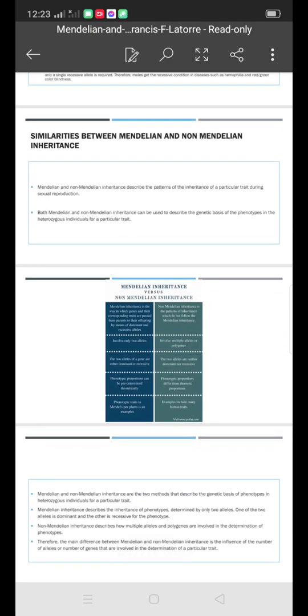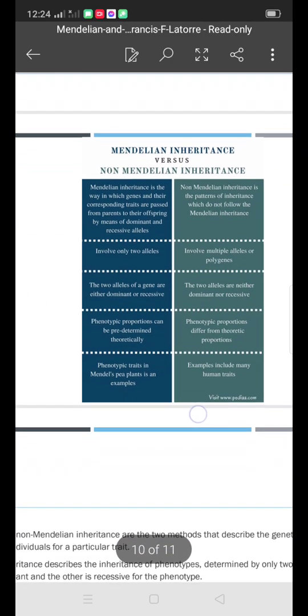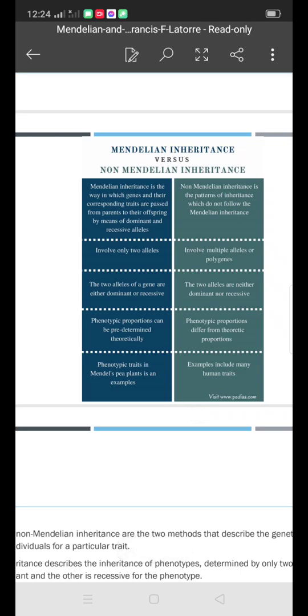Similarities between Mendelian and non-Mendelian inheritance: both describe the patterns of inheritance of a particular trait during sexual reproduction. Both can be used to describe the genetic basis of the phenotypes in heterozygous individuals for a particular trait. So this is Mendelian inheritance versus non-Mendelian inheritance.